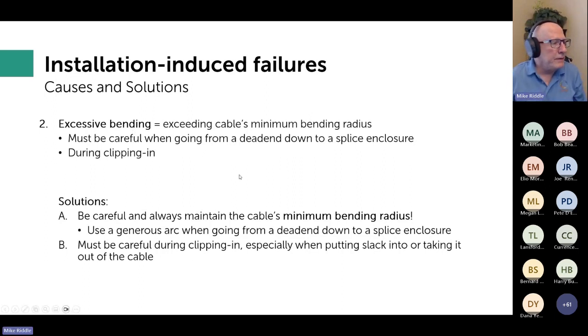So as I say down here, the solution: be vigilant about maintaining that minimum bending radius, and use a generous arc when you're going from the structure or from a dead end down the structure to go to a splice enclosure. And the same thing, be careful during clipping in.